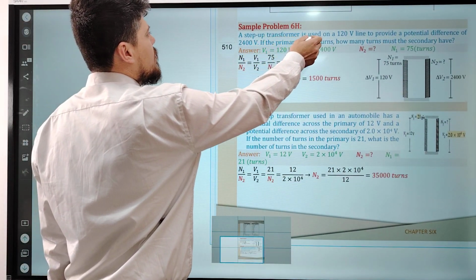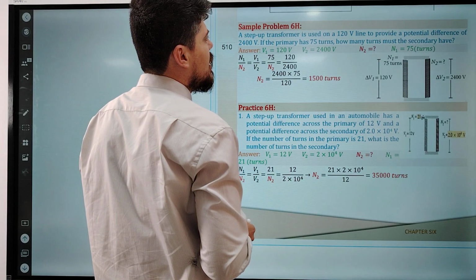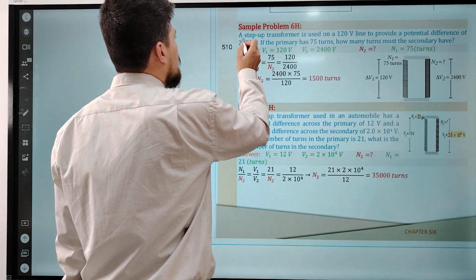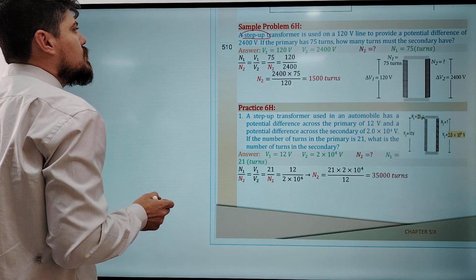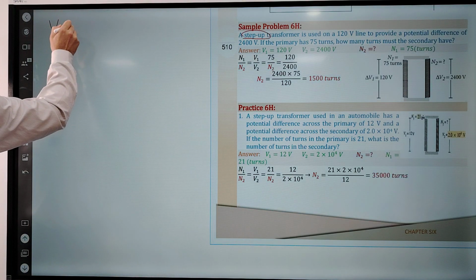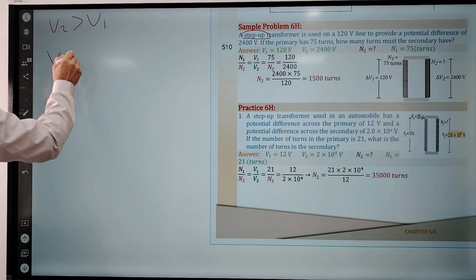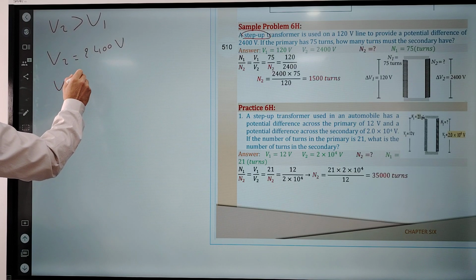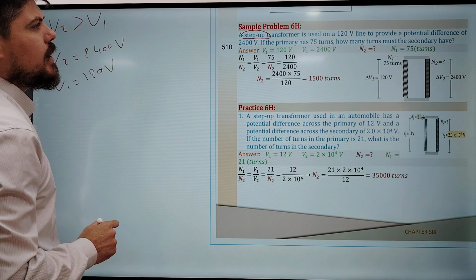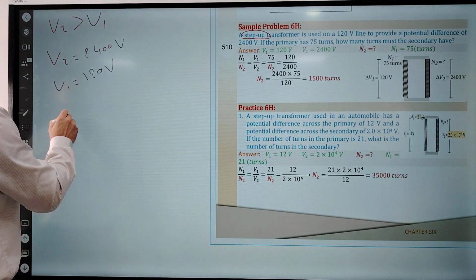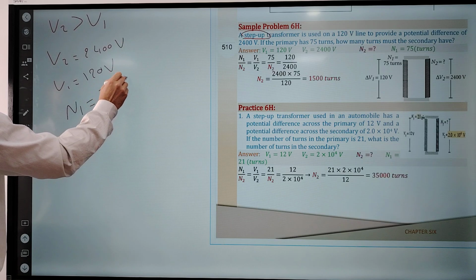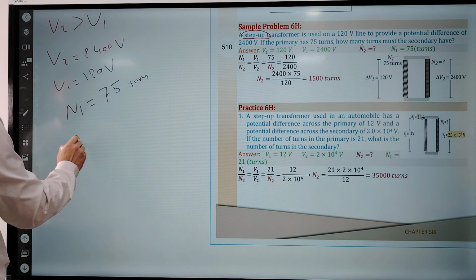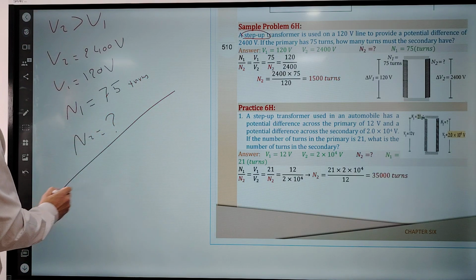A step-up transformer is used on a 120 volt line to provide a potential difference of 2400 volt. So what is the type of the transformer? Step up. So it means that V2 should be greater than V1. V2 was given as 2400 volt, V1 was given as 120 volt. If the primary has 75 turns, N1 is 75 turns, how many turns must the secondary have? N2 is unknown. It is too easy.